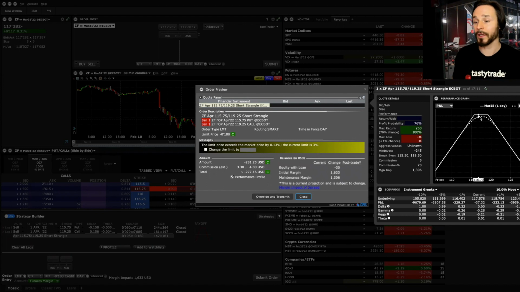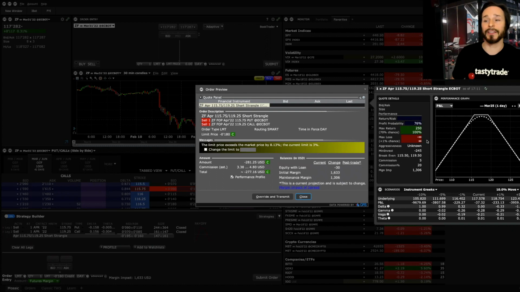This is what the Strangle looks like here. So I want the price of the 5-year note to stay between 115.5 and 119.5 roughly. And the max return I can get is the full credit that I'm receiving here. So 281, it says 250 here. I think that's just because the market's closed right now and these numbers are not super accurate. So my break even there is 115.5 and 119.5, and I will make that max profit.